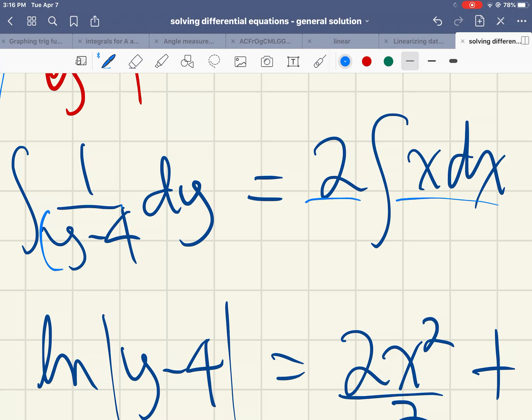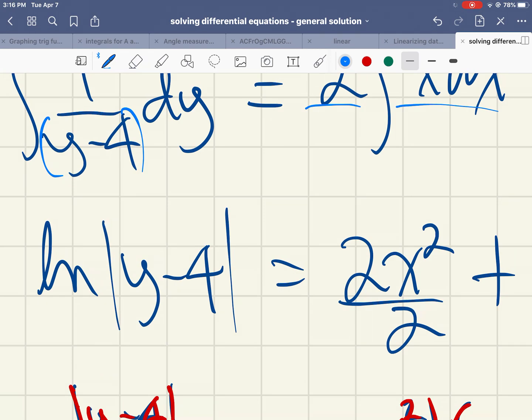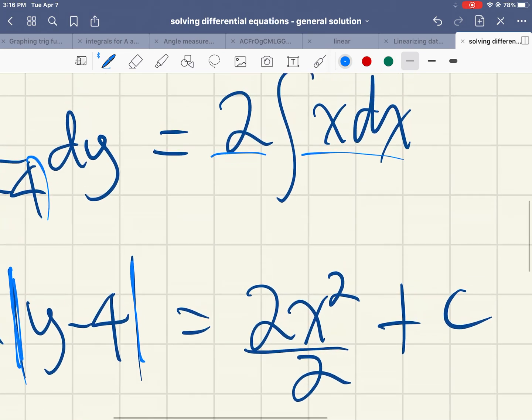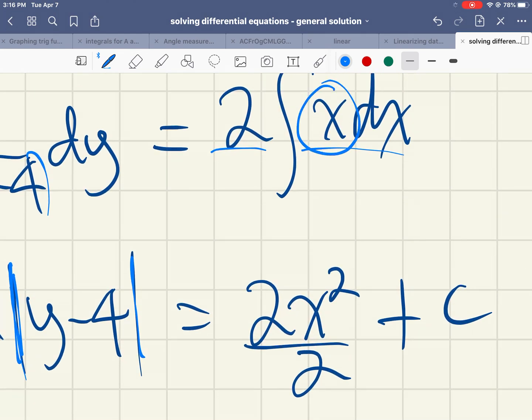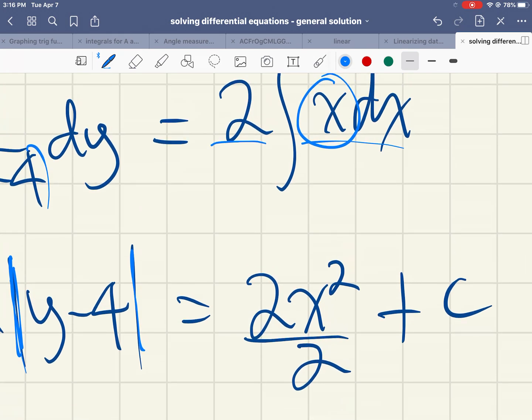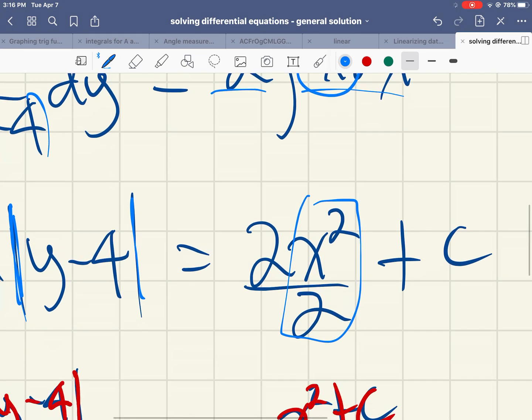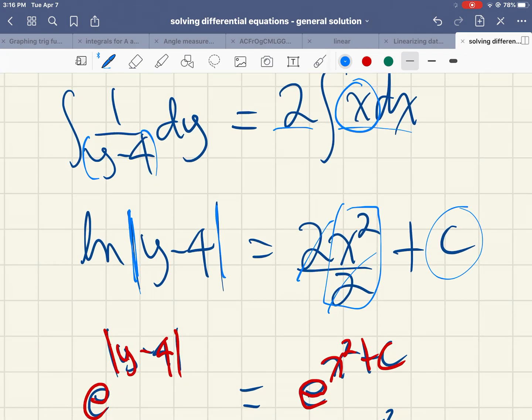Well, I have to do the integral of 1 over y minus 4. The integral of 1 over y would just be ln y. So the integral of 1 over y minus 4 is just ln of y minus 4, but in absolute value terms, because I don't know if it's the left or right branch of 1 over y minus 4 that I was working with. Now this is a little bit easier. I know the antiderivative of x is x squared over 2, x to the n plus 1 over n plus 1. Right, that's what this is. And then the 2 over 2, well, that divides out to give me 1. And I have to add the constant of integration there, c.